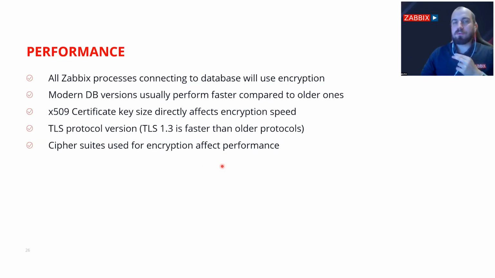And cipher suites used for encryption also affect performance. There are ciphers that make the overall length of the handshake and encryption faster. But because they're faster, sometimes they are considered to be less secure. While the ones that take quite some time are considered to be more secure, but again, they take quite some time. So try to use something in the middle. There are a lot of discussions on what you can use and what would be better.